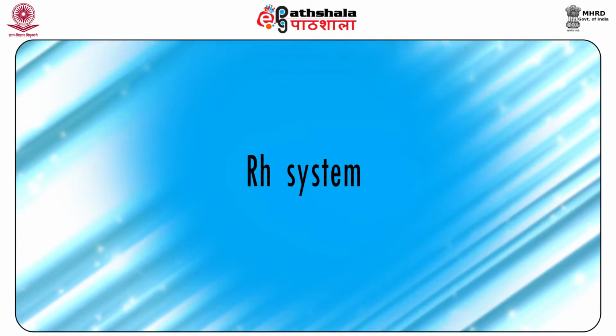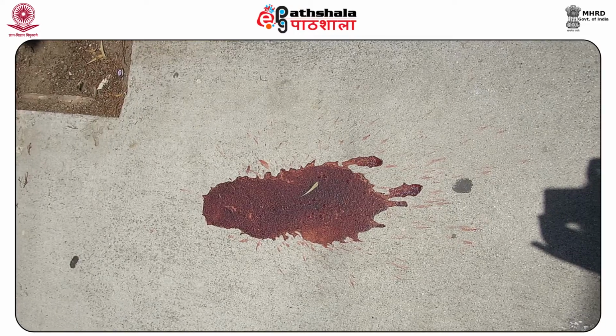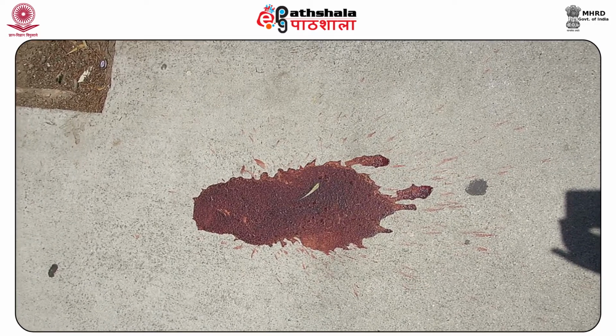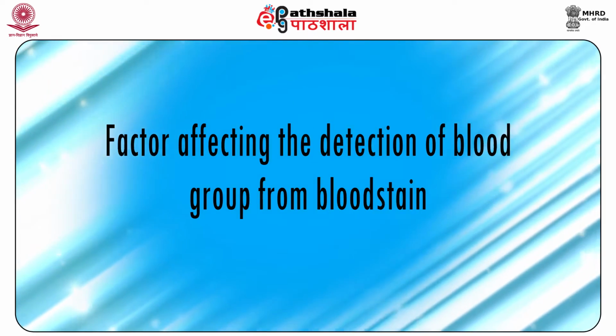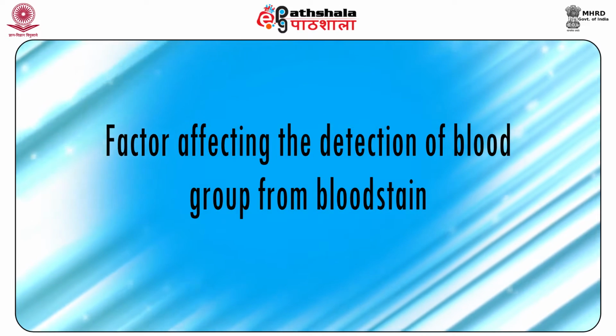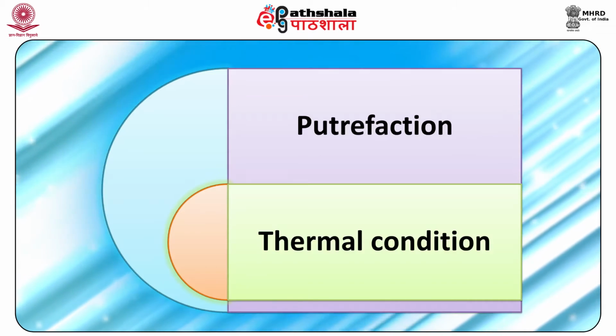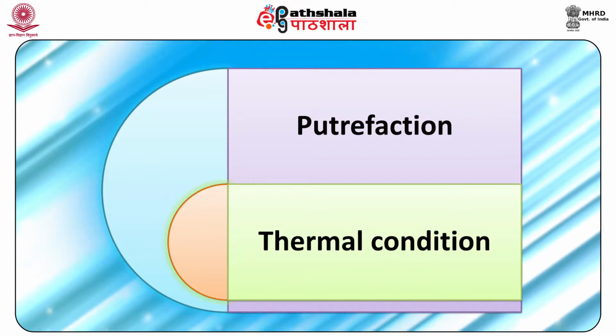Next is the RH system. This system, however, is now not found useful for analysis of dried blood stains. It is more often used in disputed paternity cases in which whole blood analysis is done. Next are the factors affecting detection of blood group from blood stain, like putrefaction and thermal condition.